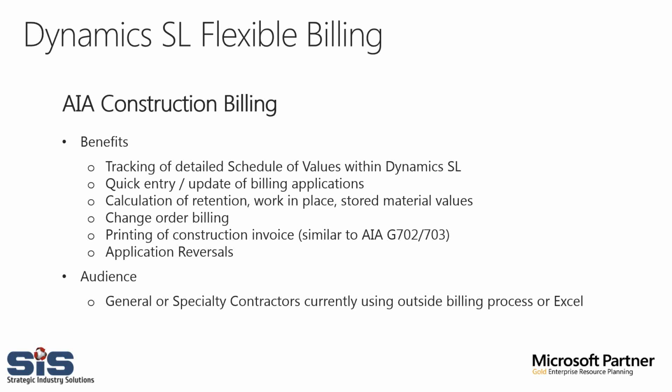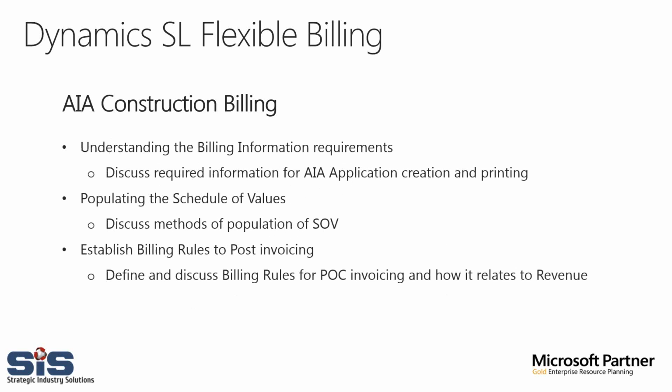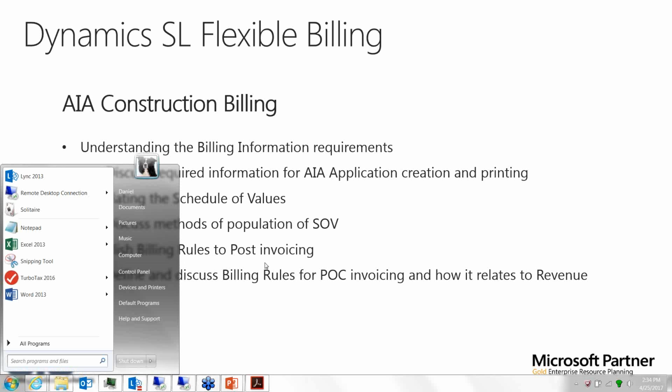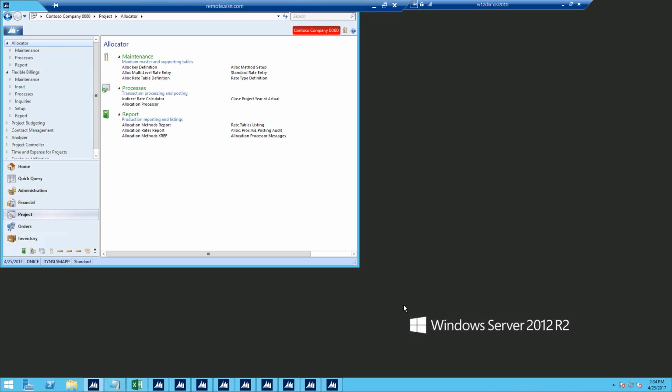So let's go ahead and walk through the different parts that I'm going to be discussing. We're primarily going to discuss the required information for the AIA application creation and printing, populating the schedule values, different methods, really only just a couple. I mean, it's pretty straightforward. Establish billing rules to post invoicing, define and discuss billing rules for POC invoicing, and how it relates to revenue. Okay, so let's go ahead and head back to the demo environment.